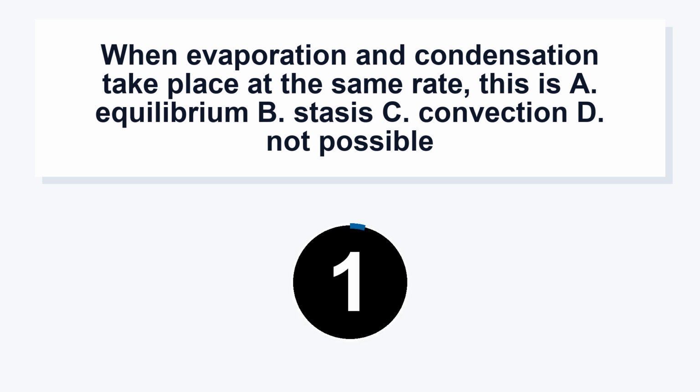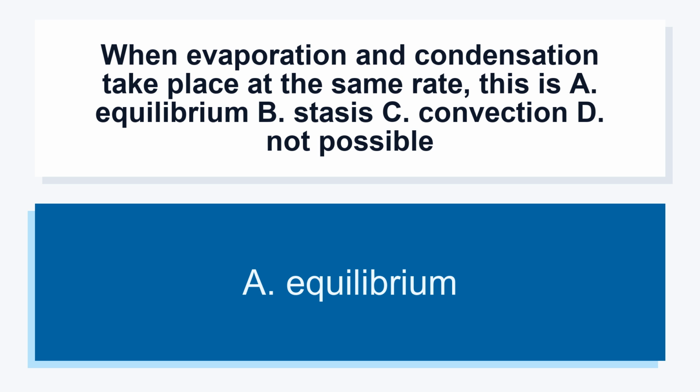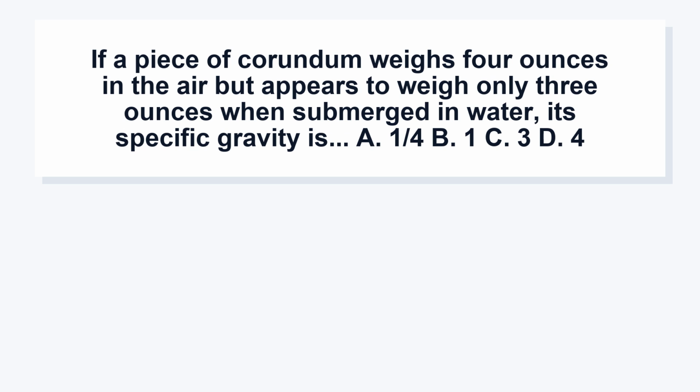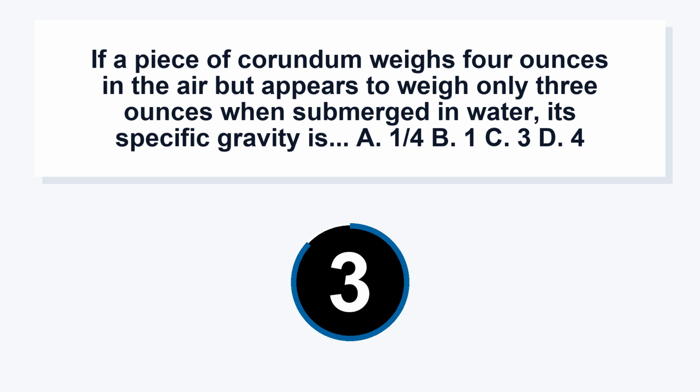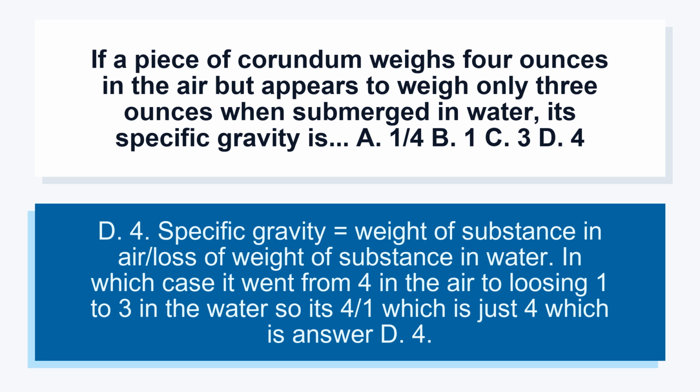A. Equilibrium. If a piece of corundum weighs 4 ounces in the air but appears to weigh only 3 ounces when submerged in water, its specific gravity is A. 1/4, B. 1, C. 3, D. 4. D. 4. Specific gravity equals weight of substance in air divided by loss of weight of substance in water, in which case it went from 4 in the air to losing 1 to 3 in the water, so it's 4/1, which is just 4, which is answer D.